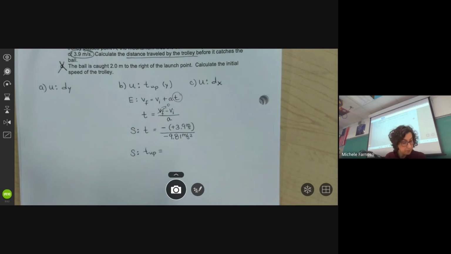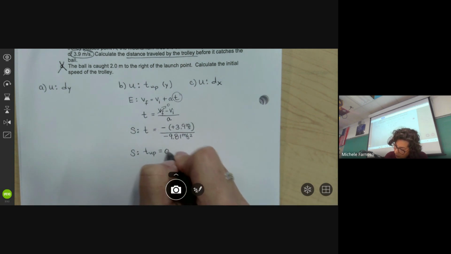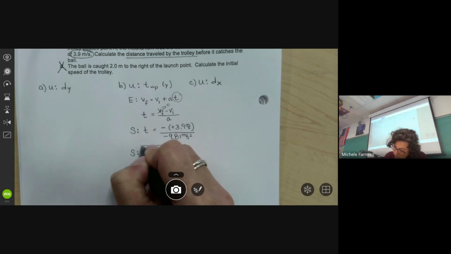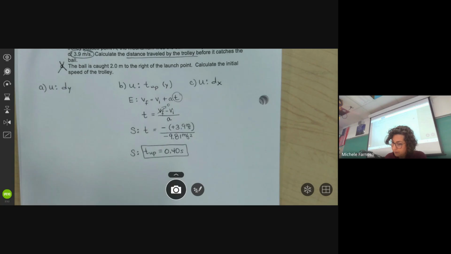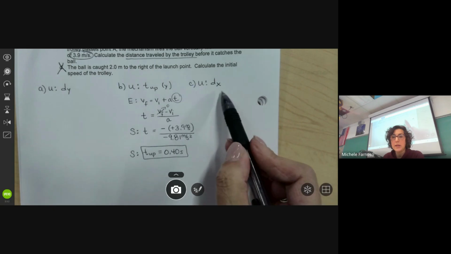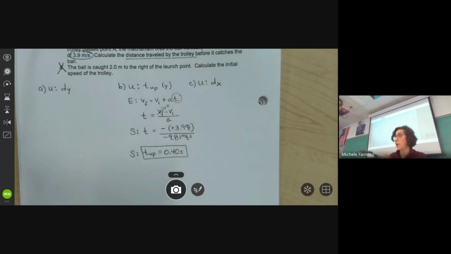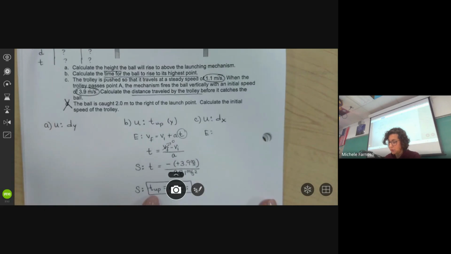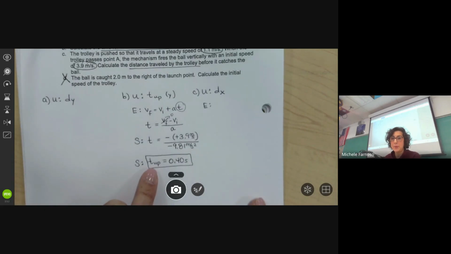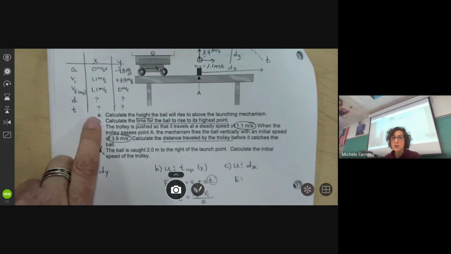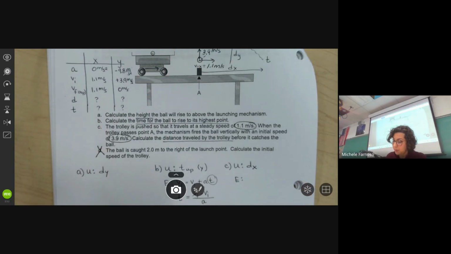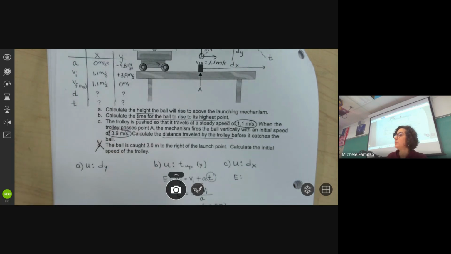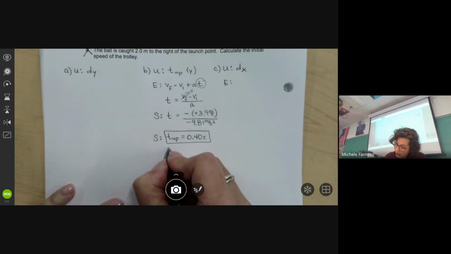Dan, can you tell me what you got? Correct. That is our time going up. Now, let's figure out what D in the X direction is. In order to do this with the time going up, in my chart, I don't put the time going up. I have to put the total time. So let's just show what that is here.